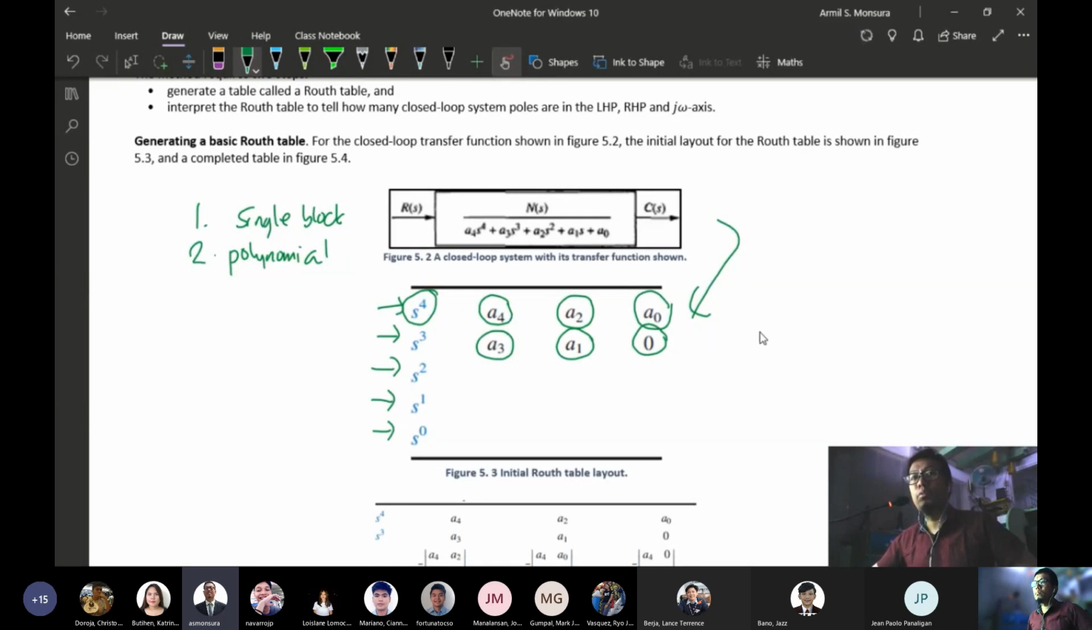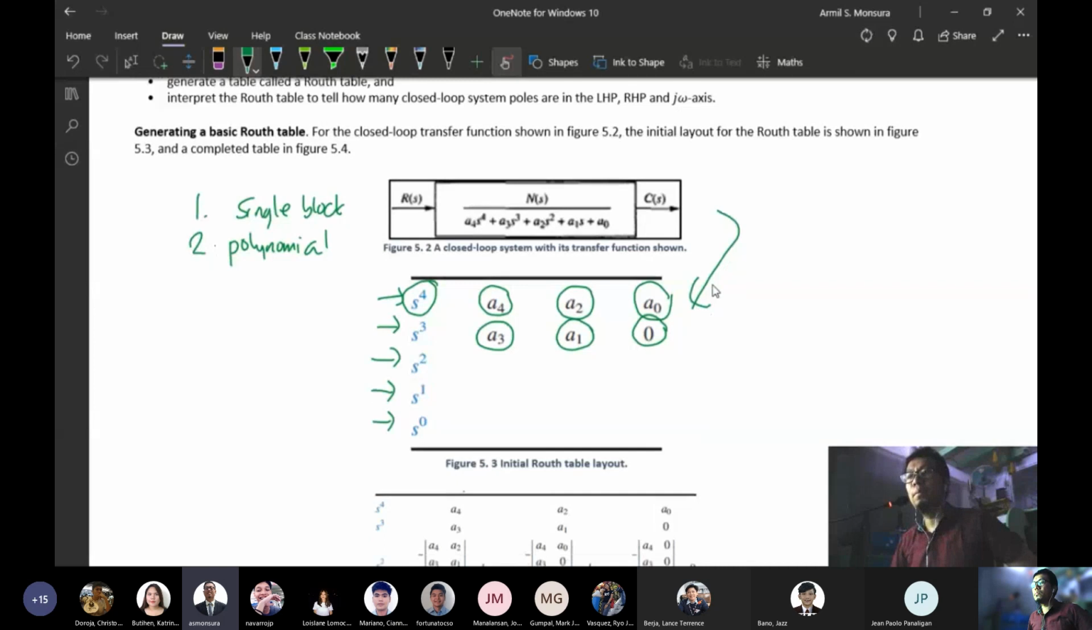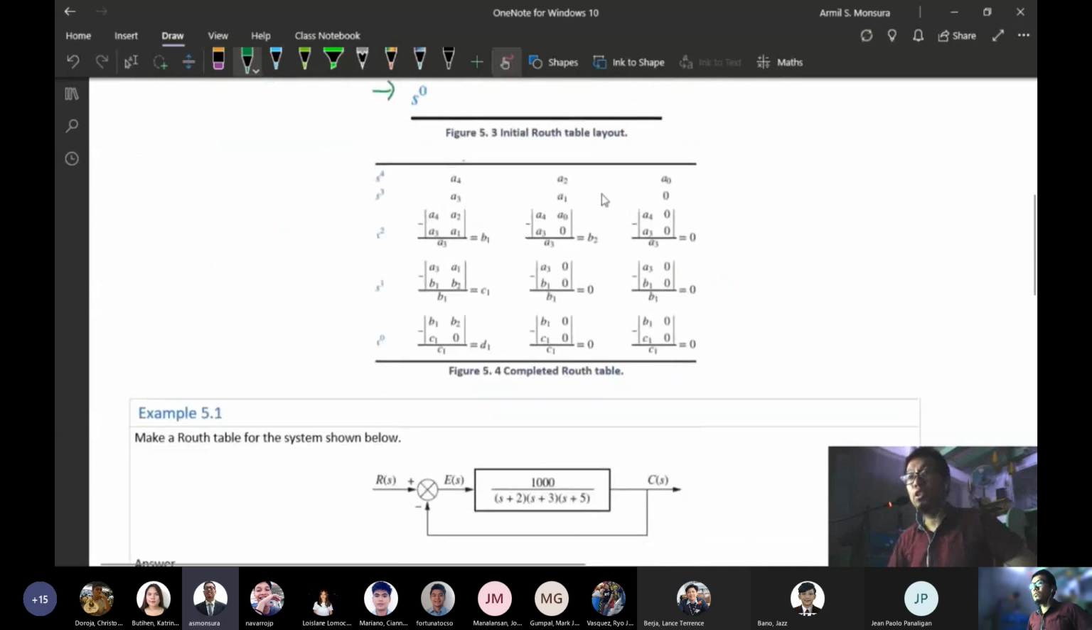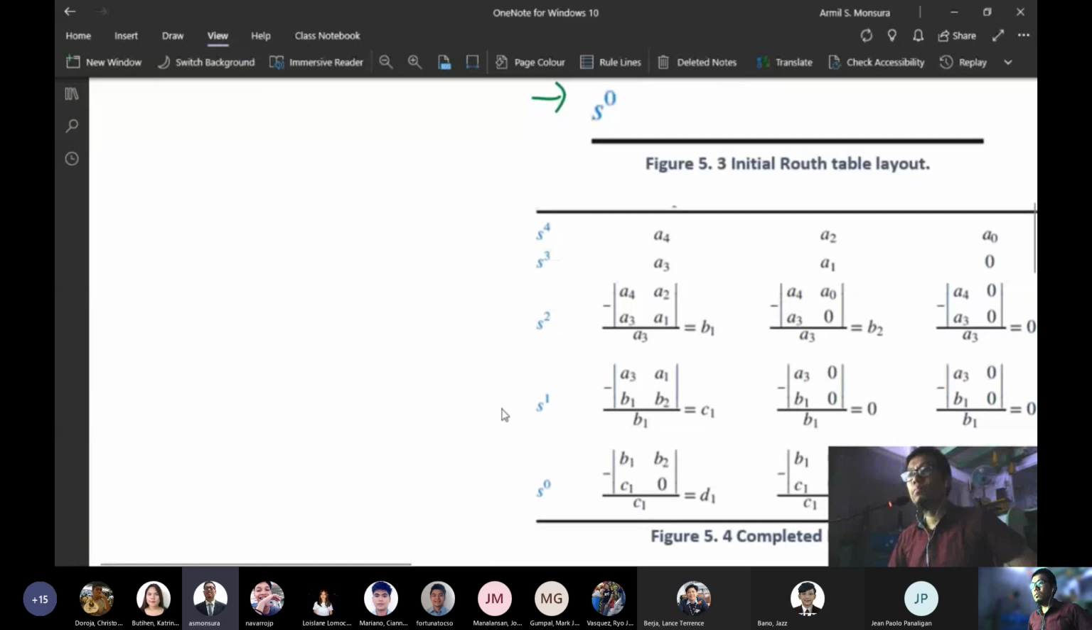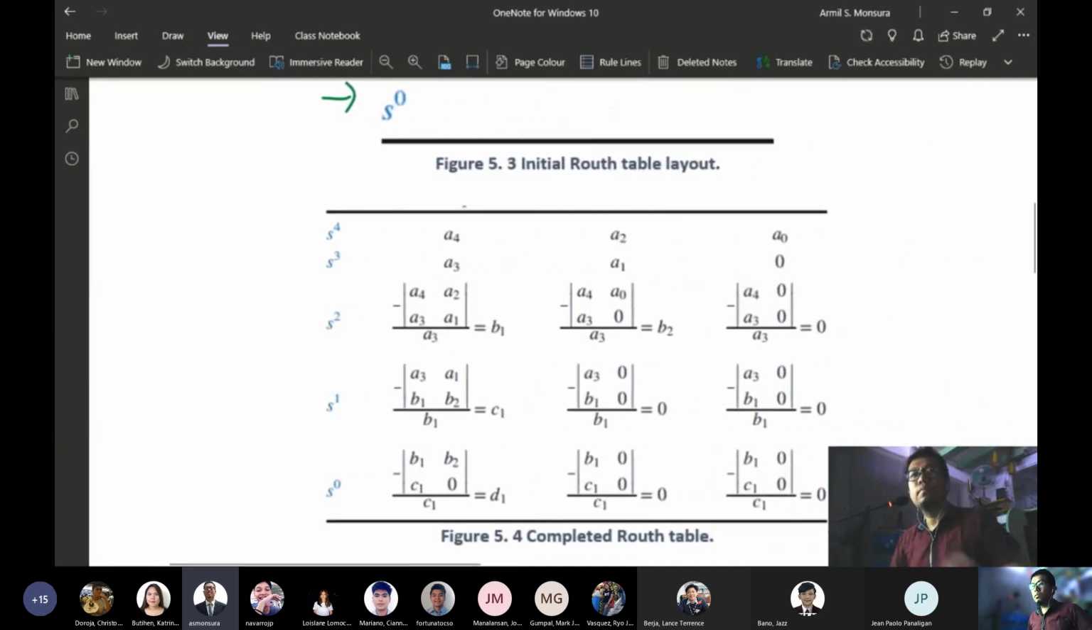Okay? Then, how do we proceed with the computation or how do we complete this route table? Okay? So, para ma-complete natin yung route table na yan, ganito ang computation. Okay? So, we start with yung third row kasi nandun tayo kanina. So, na-complete natin yung first two rows. Okay. So, dun tayo sa third row.